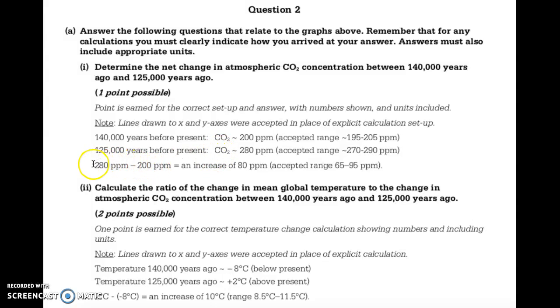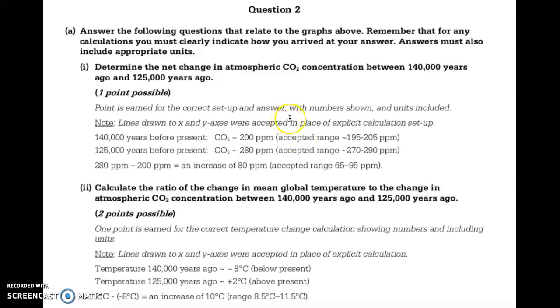And then you always do the calculation for most recent minus further in the past. So you should get an increase of about 80 parts per million, or somewhere between 65 and 95 parts per million. Just double check your math, make sure you did it right, and that it's actually somewhere in this range. And you would get 1 point for this. You have to show the setup to get the 1 point, and you have to do the math correctly.